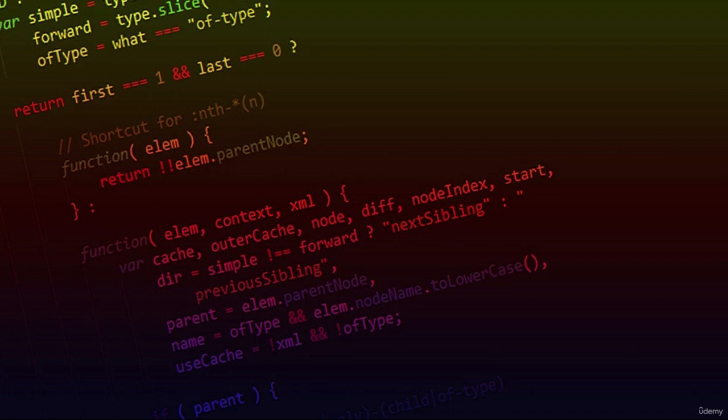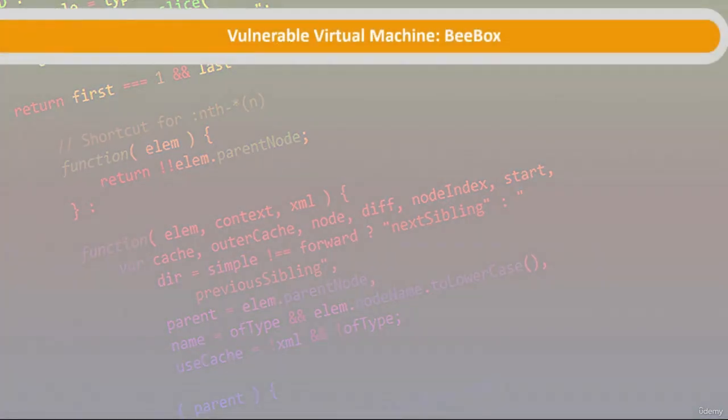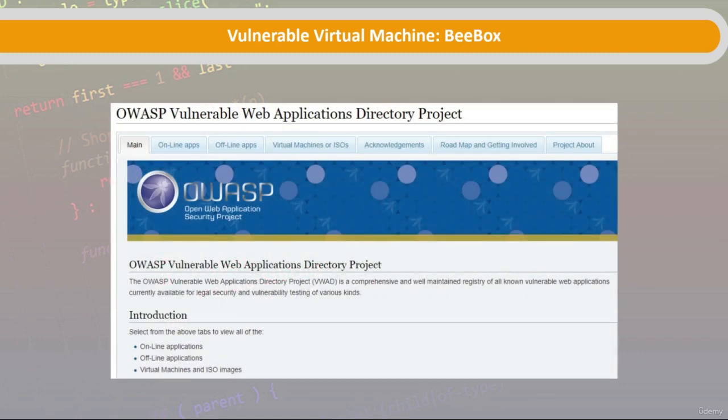And by using these virtual machines and applications, you ensure that you have a safe environment in which to work. BeeBox. Now, I didn't say BeatBox, although that would be fun. But I just want to let you know that you can develop your attacking skills, identify and exploit vulnerabilities in web applications with this. This is an OWASP project called Vulnerable App Directory Project. And it holds and categorizes pretty much almost everything for us. Most of the vulnerable applications can be found in this project.